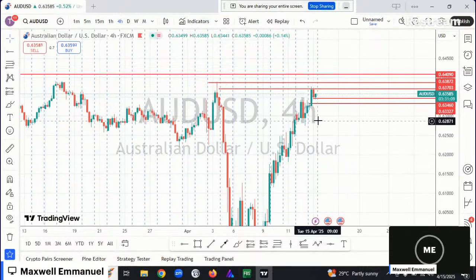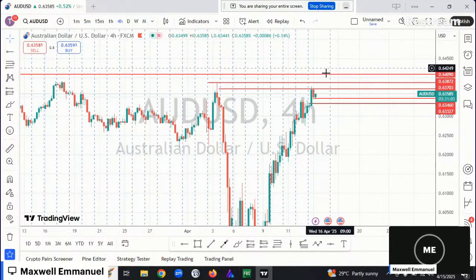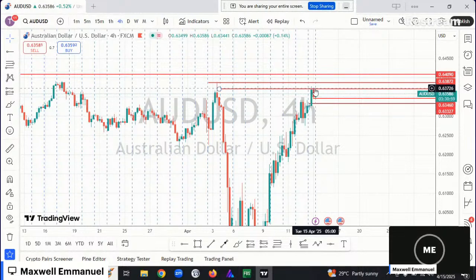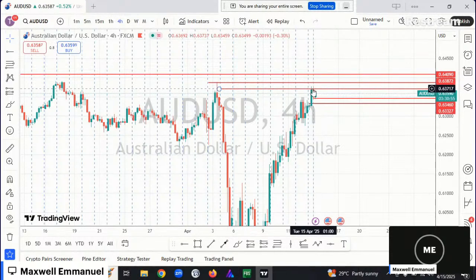before going bullish. But if it doesn't fill this fair value gap and breaks out from the resistance, then one should consider buying Australian dollar USD. If it breaks out from the resistance, look for buys. So it's either it pulls back to fill this fair value gap or breaks out from this resistance.